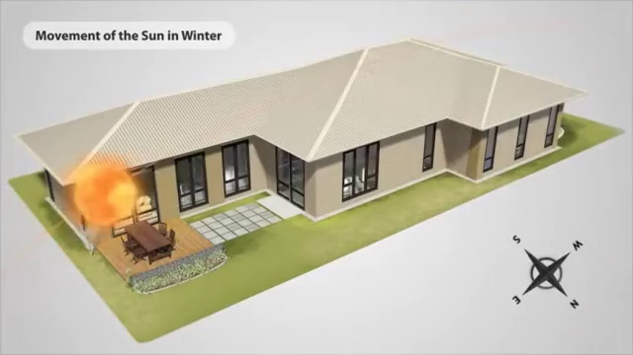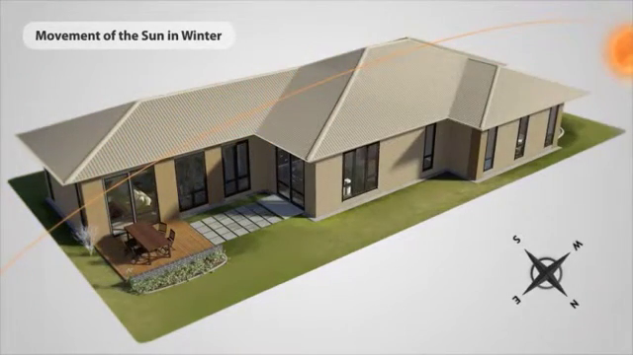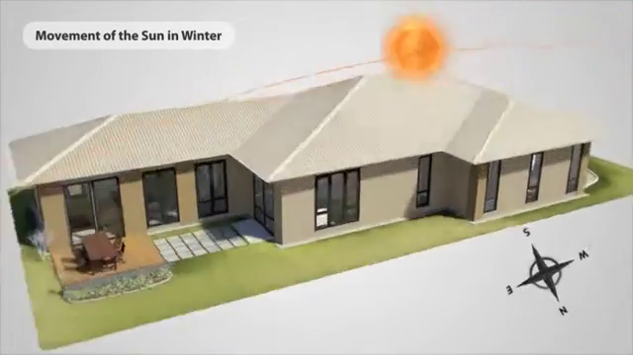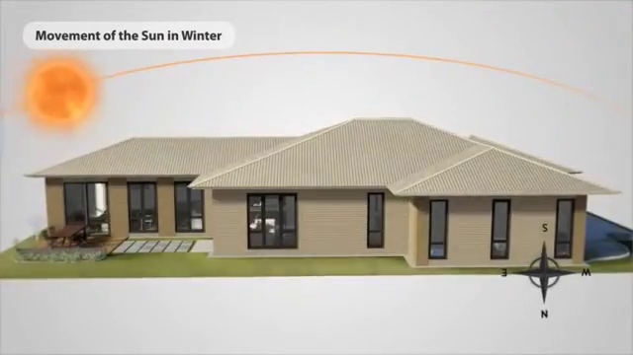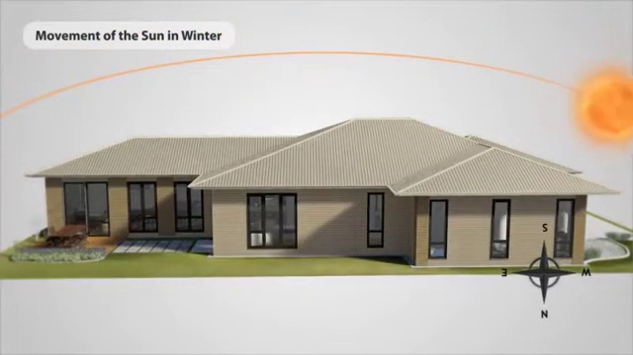In winter, the sun is lower in the sky. This means that the sun can penetrate through the windows to the interior of the home, creating heat gain and reducing the need for artificial heating. In this view, you can see the sun penetrating into the living area and warming the home.